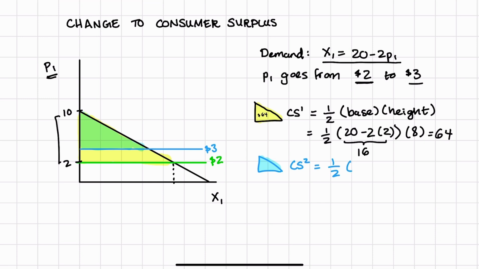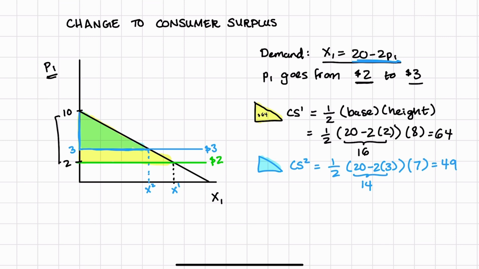Still it will be 1/2. The base is now this distance. So now we don't purchase as many units of good 1. We purchase slightly fewer. I'll call this x2. This is our x with a 1 superscript. And we'll just plug in the price of $3 to that equation to get that. 20 minus 2 times 3. That comes out to be 20 minus 6, which is 14. And then the new height, this is at 3, the new height is 10 minus 3, which is 7. So our consumer surplus is 1/2 of 14 times 7, or 7 times 7, which is 49.